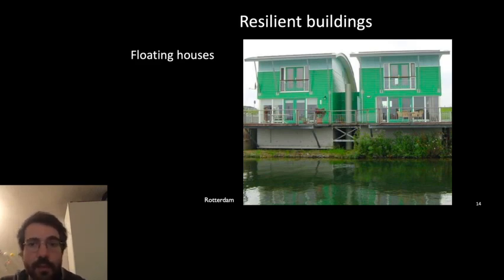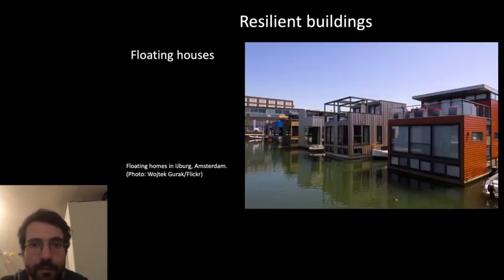And so there are different ways to do this, and one way, which has been implemented in the Netherlands, is to build floating houses. So here on this picture you can see an example in Rotterdam, and here you can see an example in Amsterdam. Basically the idea is quite obvious. If you have a flood, then the houses will just float on top of the water, and all houses have a small boat, so the inhabitants can use the boat, and so when you have a flood, it's okay.